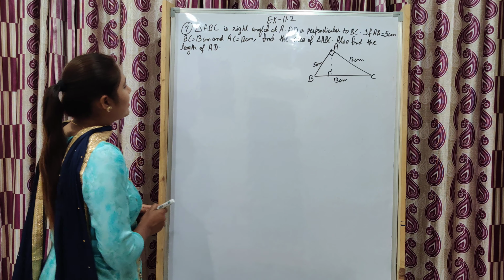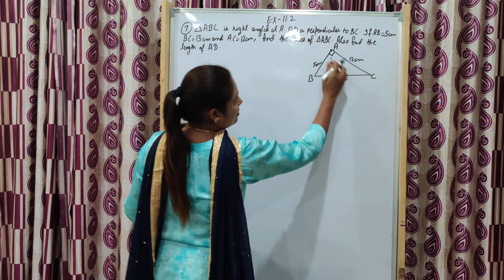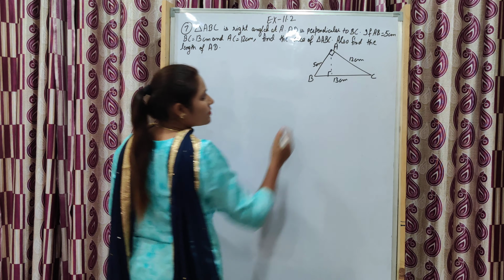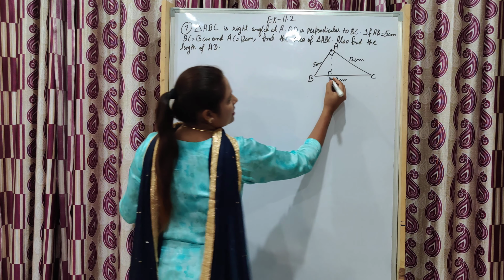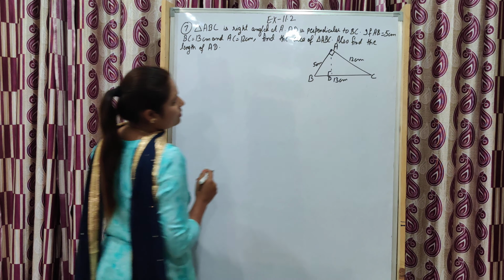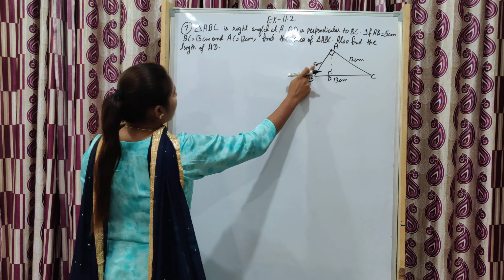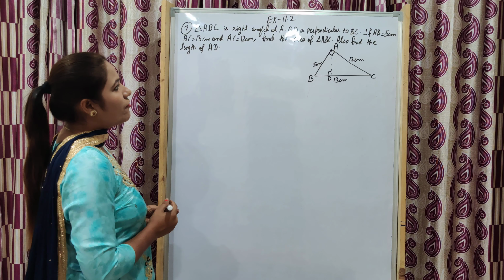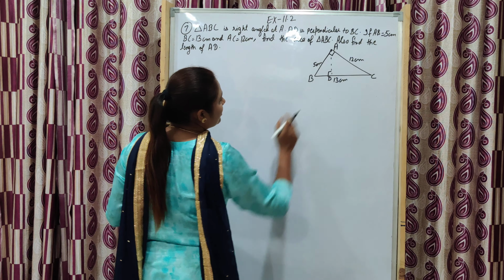7th question. Triangle ABC is right angle at A. Now triangle ABC is there and it is right angle at A. It means this one is a 90-degree angle. AD is perpendicular to BC. This one is our AD and that is perpendicular on BC. 90-degree angle is already shown. If AB is 5 centimeter, BC 13 and AC is given to you 12 centimeter. Find the area of triangle ABC. Also find the length AD. We have to find two things. One, area, and second, the length of AD.